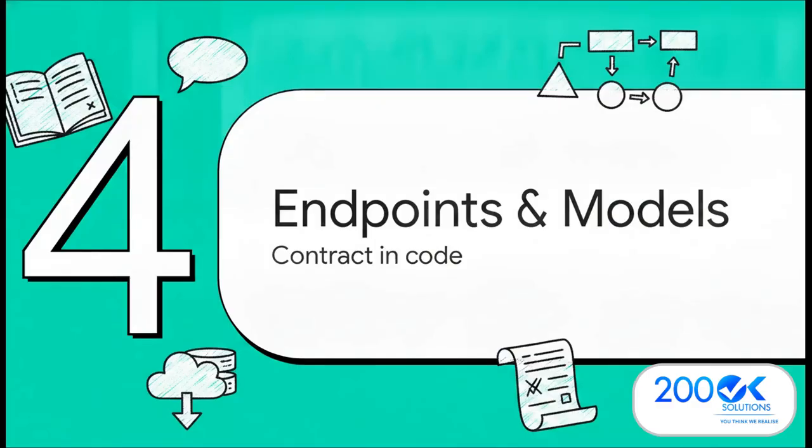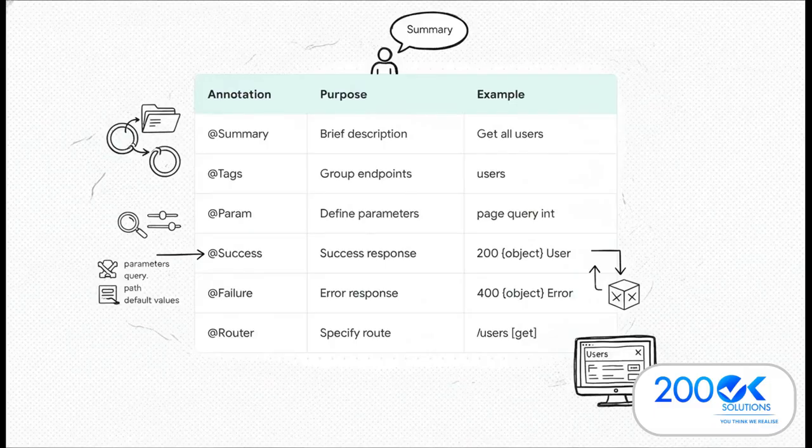Section 4. Documenting endpoints and models, writing the contract in code. All right, here is the absolute meat of how this works.